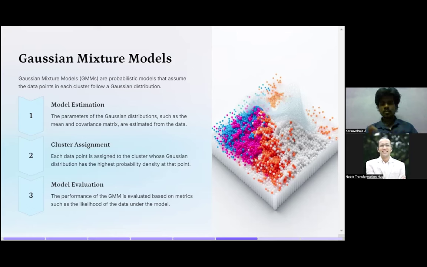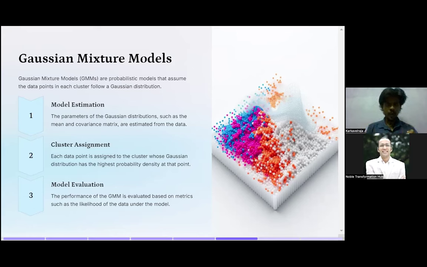So the Gaussian mixture model, GMM, is a probabilistic model that assumes the data points in each cluster follow a Gaussian distribution. First, model estimation: the parameters of the Gaussian distribution, such as the mean and covariance matrices, are estimated from the data. Then cluster assignment: each data point is assigned to the cluster whose Gaussian distribution has the highest probability density at that point. Don't worry about the technical terms we are speaking. Once we move on to the code and the depth of it, you will learn this very easily.